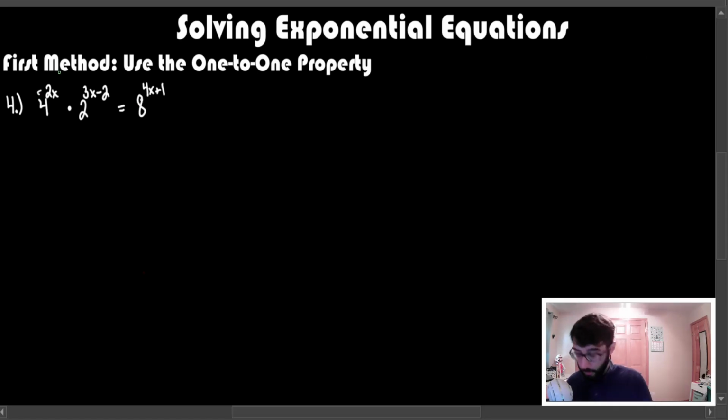Because 4 is 2 squared. 4 is 2 squared, 2 is 2 to the first, and 8 is 2 to the third. So I can use a base of 2 here.